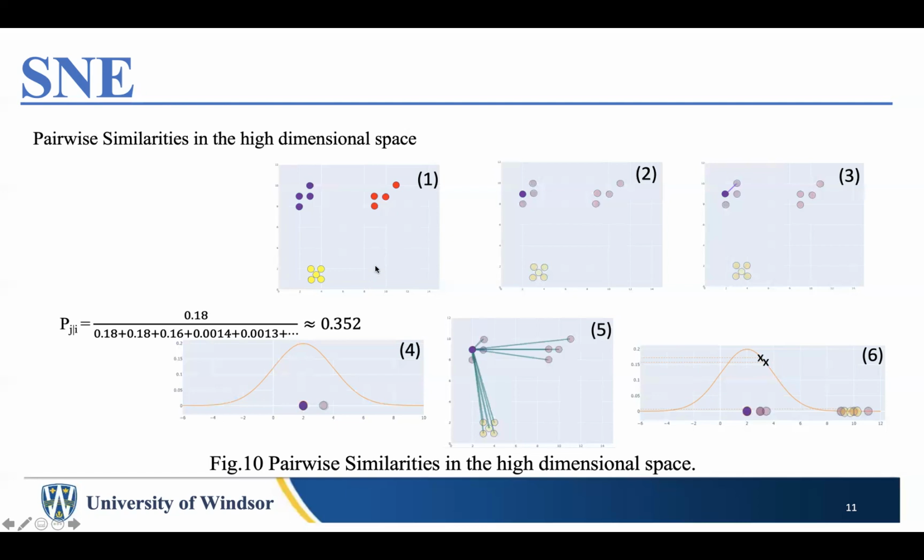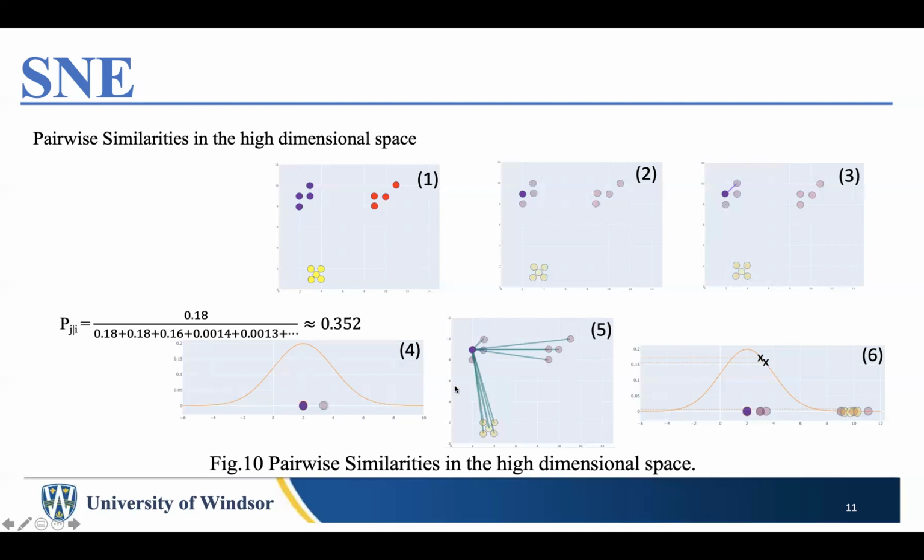The first step in SNE is to create a probability distribution that represents similarities. We have picked one of the points from the dataset. Now, we have to pick another point and calculate the Euclidean distance between them. Then, we generate a Gaussian distribution centered at xi. Here, we ignore the sigma for now and assume we have already decided what it should be.